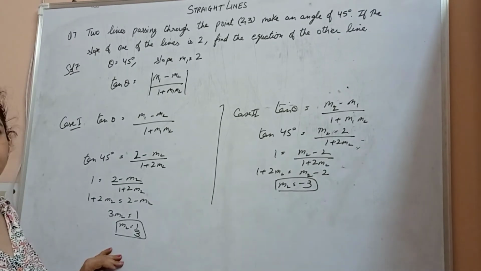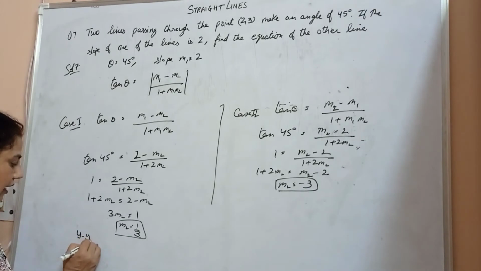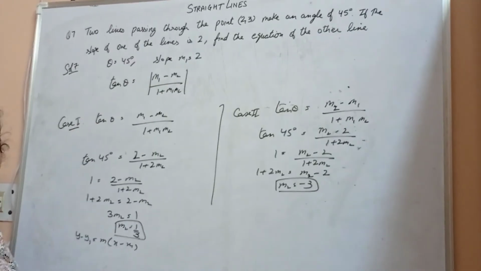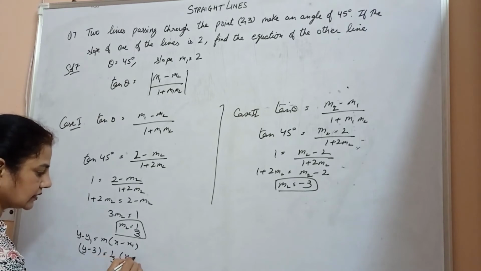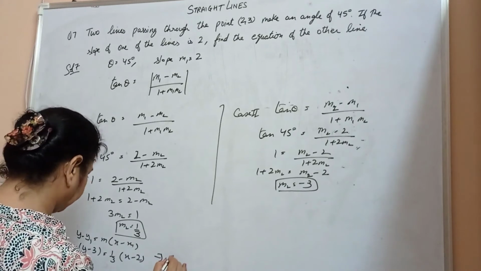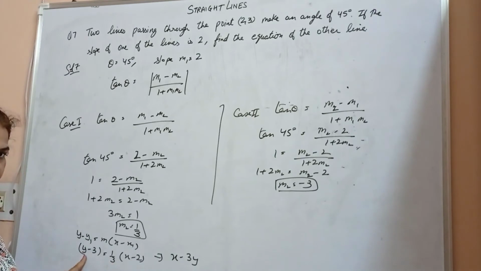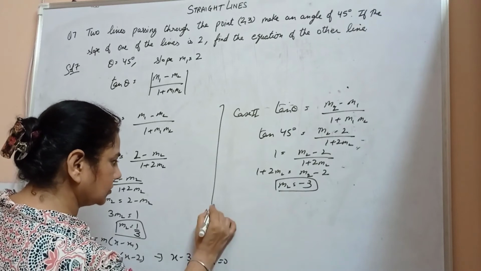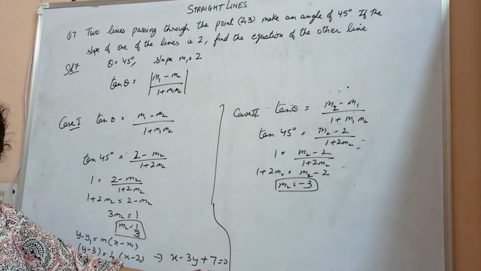Now to find the equation of this second line, we know that the slope point form is y minus y1 is equal to slope times x minus x1. The point is given to us as (2, 3). So we will write it here as y minus 3 equals 1 by 3 times x minus 2. This implies, cross multiply, we get x minus 3y minus 9 plus 7 is equal to 0. On solving, the equation of the line is x minus 3y plus 7 is equal to 0.